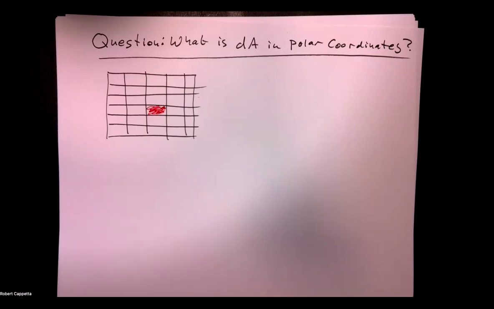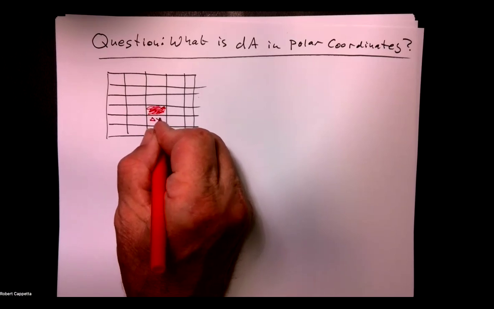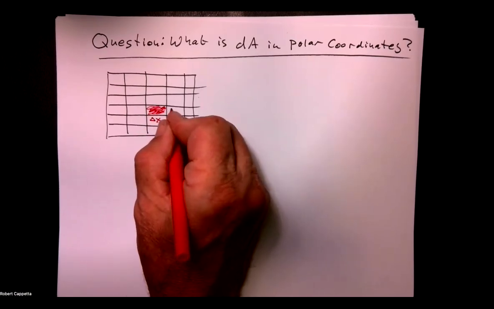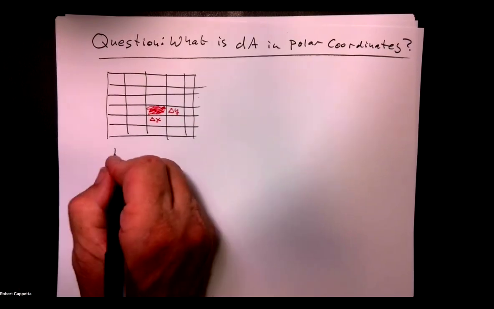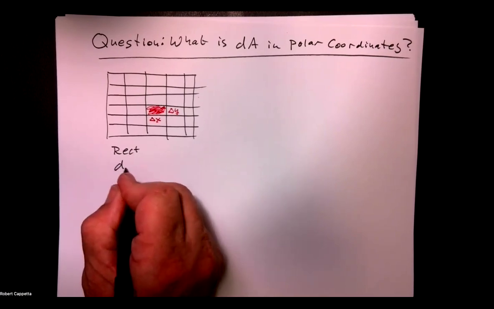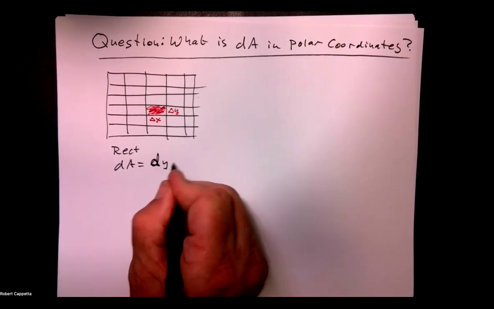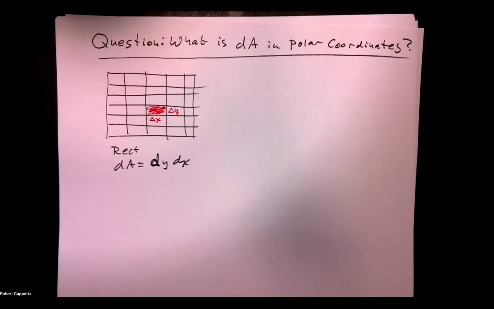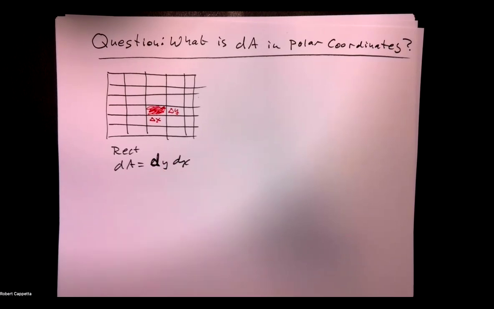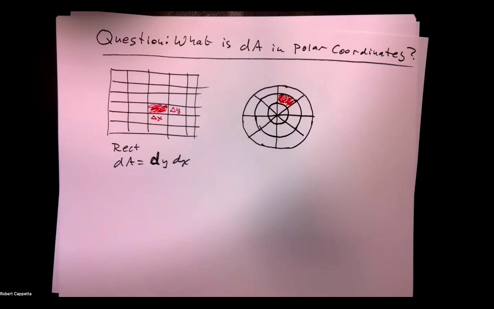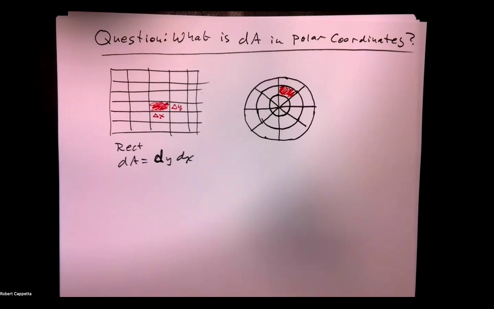If this is my decomposition in rectangular coordinates, the change in area is this piece, change in x, that distance, times this piece, change in y. So we know in rectangular coordinates, dA is just change in x times change in y, or dy times dx. And we need to go ahead and think about how that is going to work in the world of polar coordinates. So here is our decomposition of a plane using polar ideas.